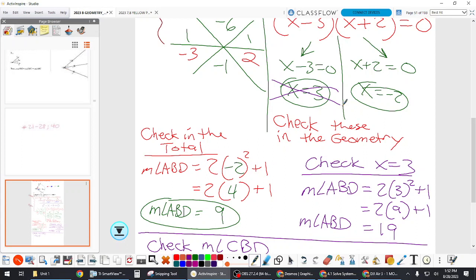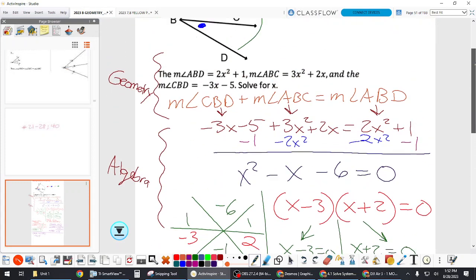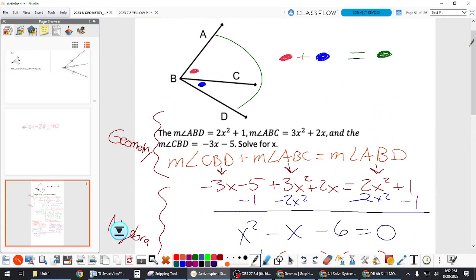I do want to know how many of you solved and got x equals 3 and negative 2. So raise your hand if you got to that point. Okay? So, you? How many of you got hung up here? On understanding the angle relationship. Be honest, it's okay. How many of you got stuck there? Okay, so we're going to get better at that.